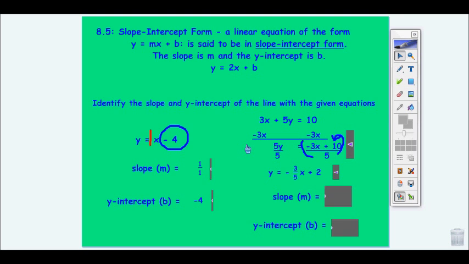So now I have y equals negative 3 over 5x, that is in its simplest form, and then 10 divided by 5 would give me my positive 2. Now that equation is written in slope-intercept form, with the slope being the coefficient, negative 3 over 5, meaning the line will have a negative slope, and the y-intercept being the constant term.